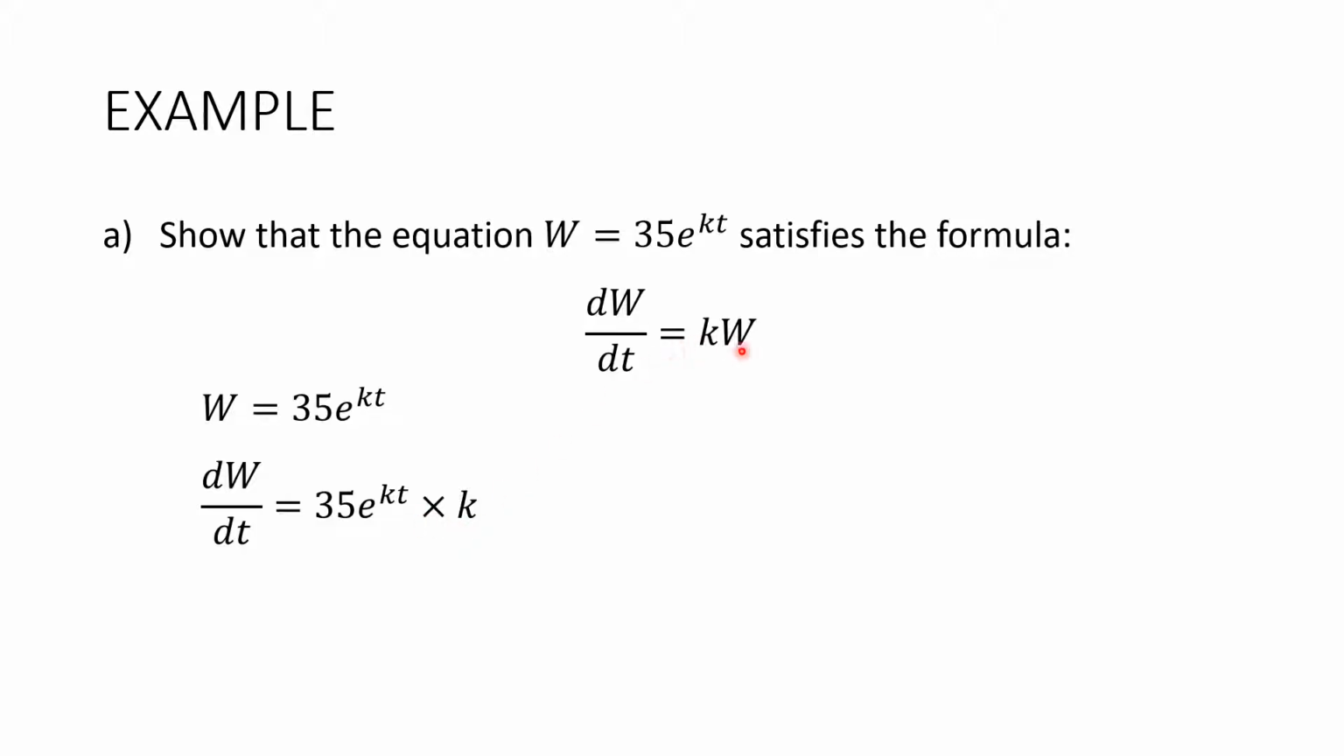Now we're going to make it look like this. Okay, we're nearly there. See, I've got the k, I want to make that into W. It actually is W, can you see? So this is W times k, or kW. There's one last thing I want to say about this.